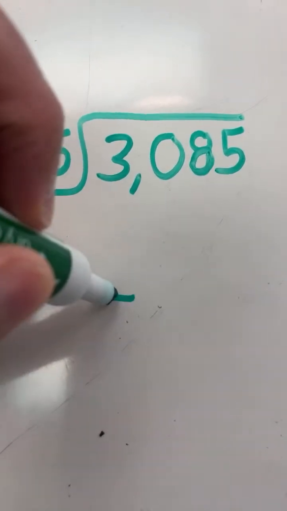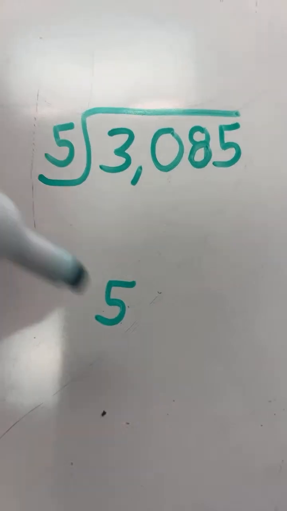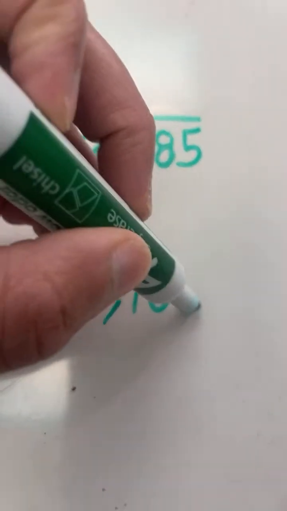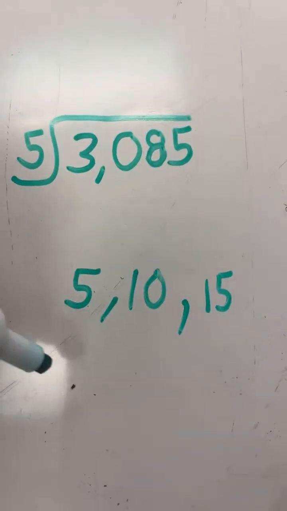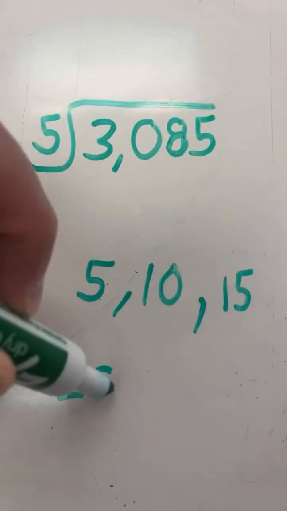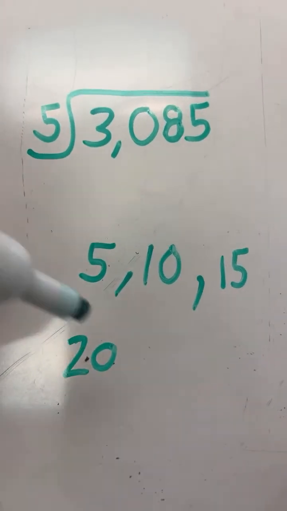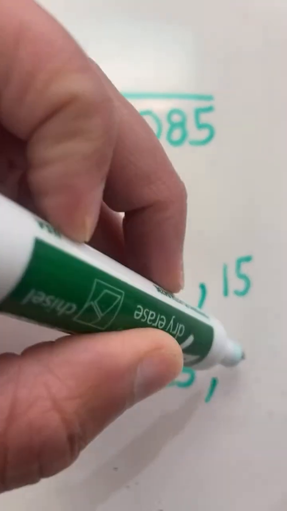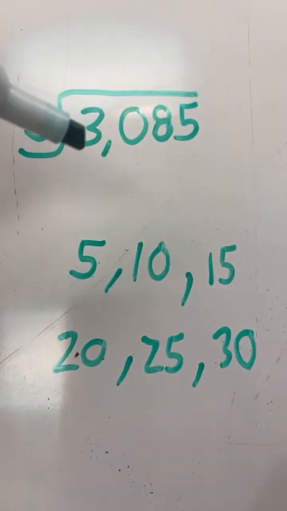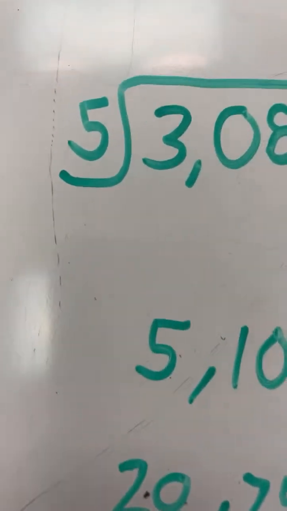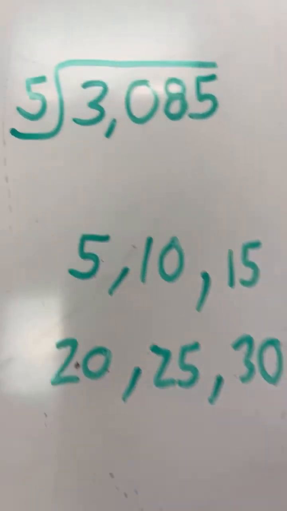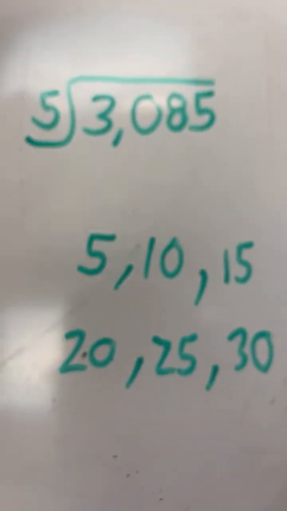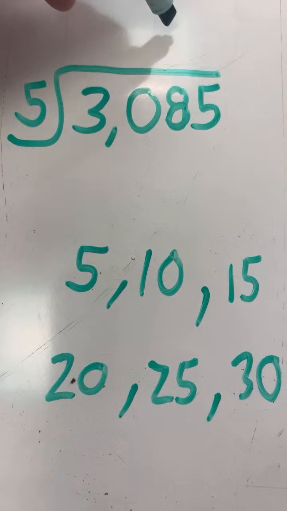So we'll count by 5s. 5, that's one group of 5. 10, two groups of 5. 15, three groups of 5. 20, four groups of 5. 25, five groups of 5. 30, six groups of 5. So 5 goes into 30 1, 2, 3, 4, 5, 6 times. So 30 divided by 5 equals 6.